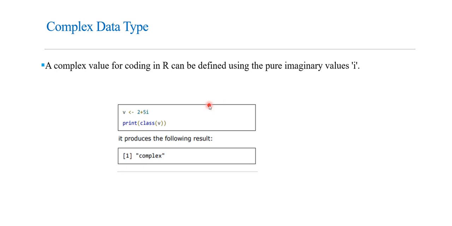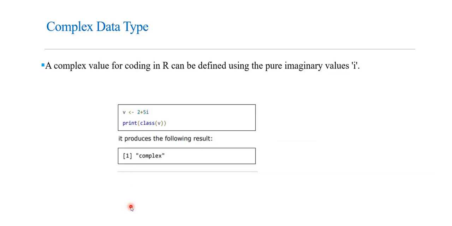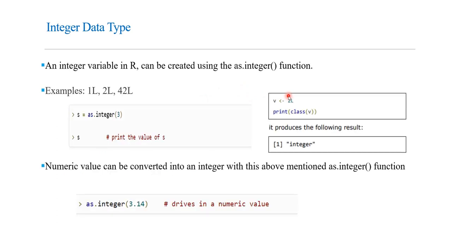Okay, similarly we have just discussed, right? As dot integer will be converting any type of data to integer. Similarly you can use as dot complex of. If you want to convert another data type to complex, you can make use of as dot complex of. Similarly, if you want to convert integer to numeric data type, you can make use of the function as dot numeric of. As dot, you can mention the name of the particular data type.